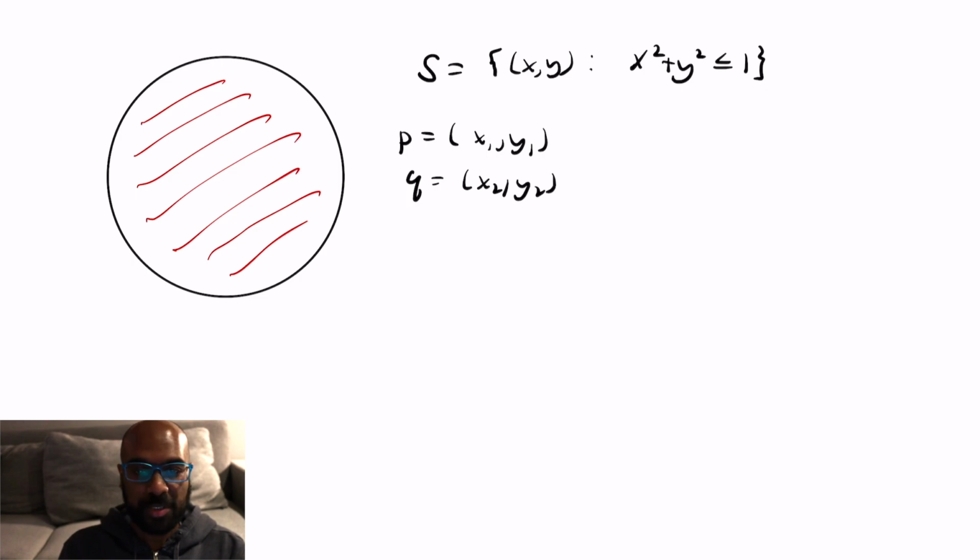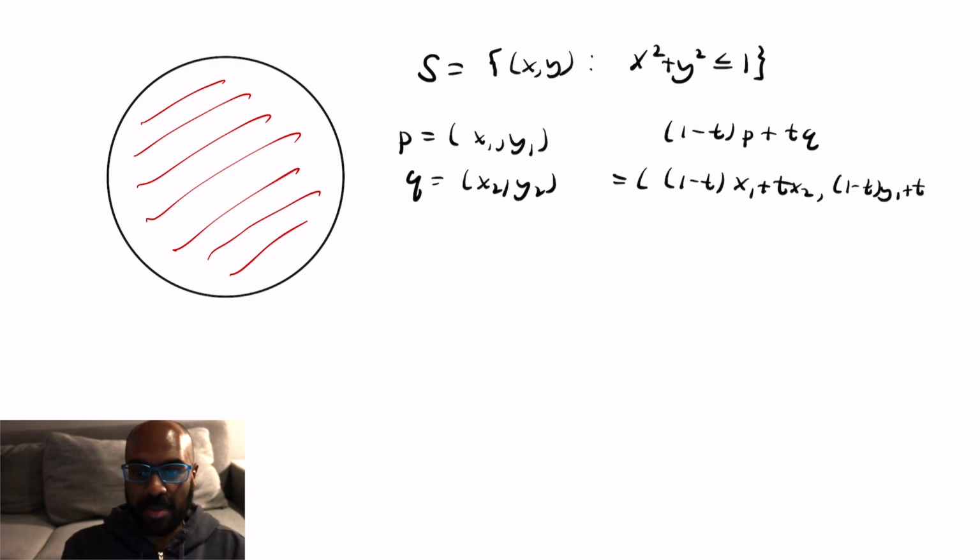So we'll pick two representative points, p and q, inside of the set. P is x1, y1, q is x2, y2, just like we did earlier. Okay, so we want to show that (1 minus t)p plus tq is actually in the set, knowing that 1 minus t and t are both non-negative. Like we did in the previous example, we can write out what the coordinates of this point are. It's (1 minus t)x1 plus tx2 in the first coordinate, and in the second coordinate, we have (1 minus t)y1 plus ty2.